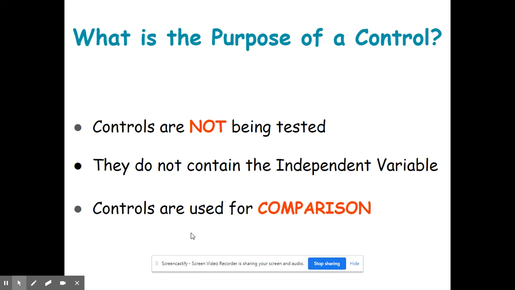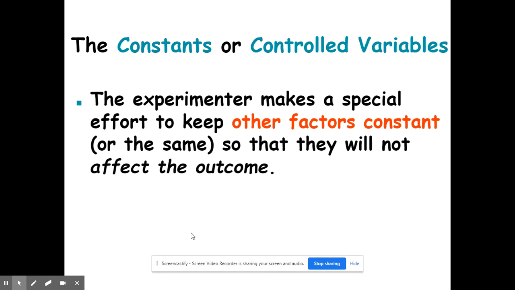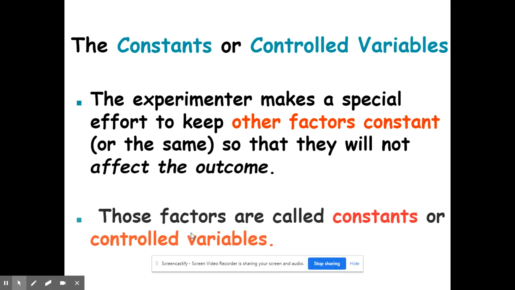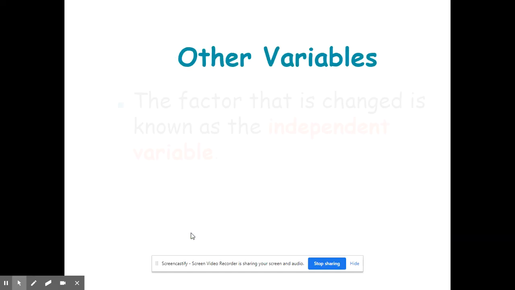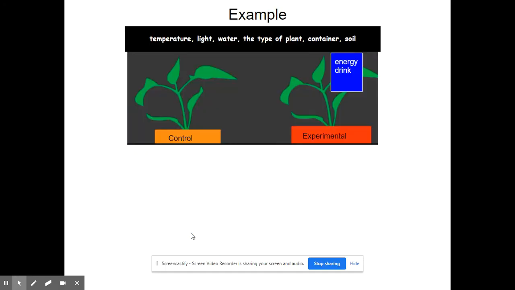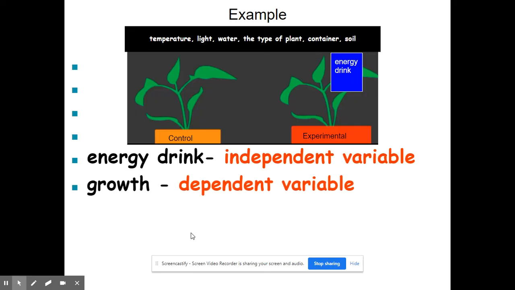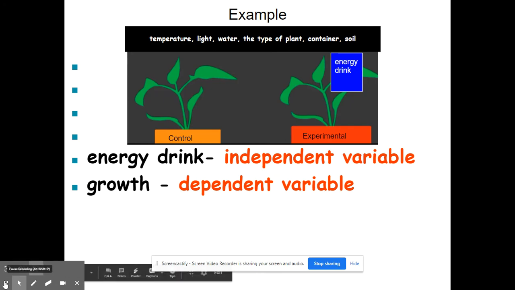And it's just going to show us that we got our results because of the energy drink and not because of something else. All of the things that we just talked about, temperature, water, the container, the soil, the type of plant, those are called constants or controlled variables. They will be the same in both setups. Our independent variable, remember, will be the energy drink. The growth will be the dependent variable.